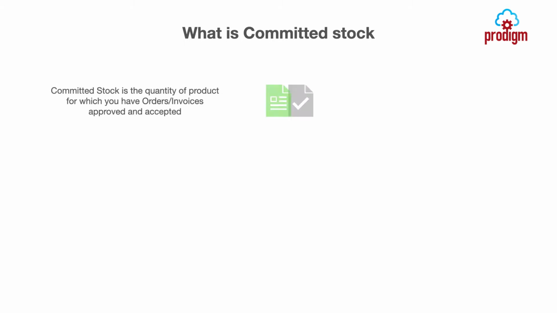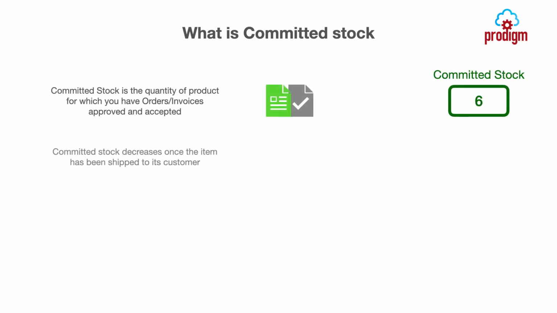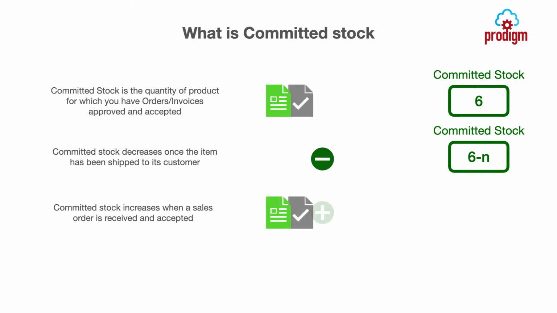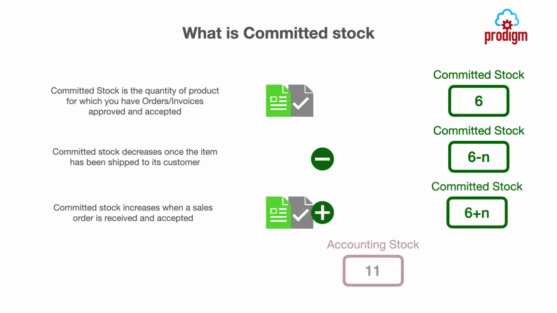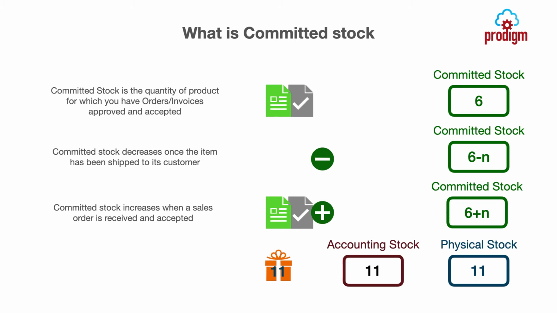We have a concept of committed stock. Committed stock is the quantity of product for which you have orders or invoices approved and accepted. So for instance, if you've got 6 committed orders, then your committed stock is 6. The stock decreases in this box if an item has then been shipped to your customer. So that becomes then 6 minus the number of products that have been shipped to the customer.